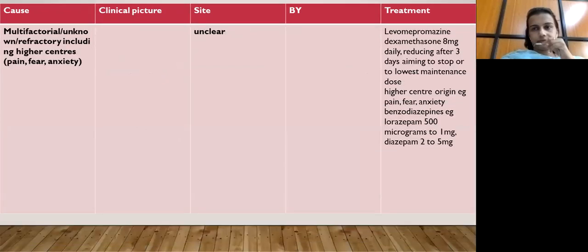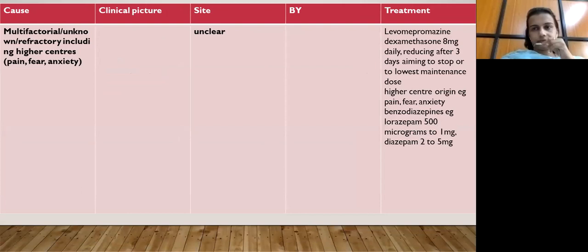Then the final one is when either we do not know the cause of nausea, vomiting, or there's a multifactorial reason, and also the higher centers are involved. So again, the site is unclear. It's postulated that the higher centers, the cerebral cortex, the GABA is affected, but we're not very sure. But we can try levomepromazine, which is a broad spectrum antiemetic that can be tried. We can also try steroids.